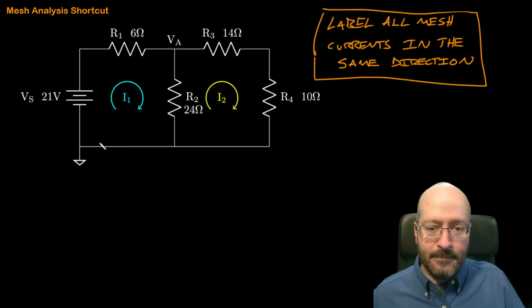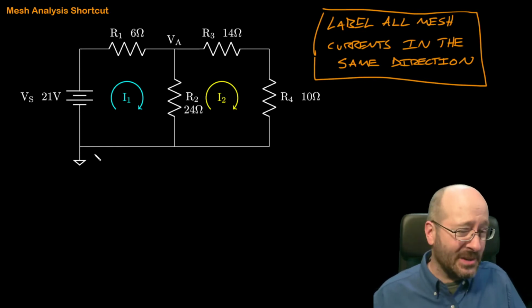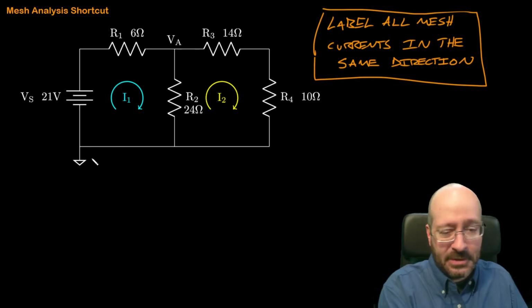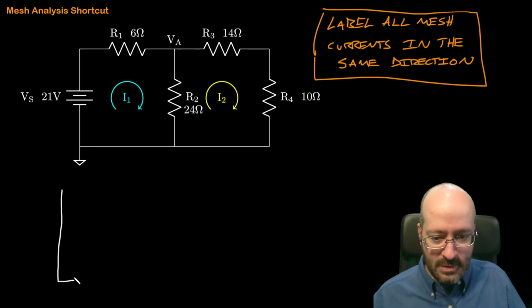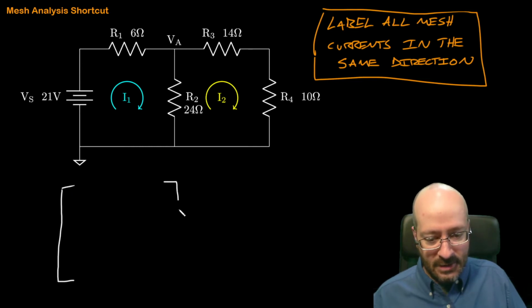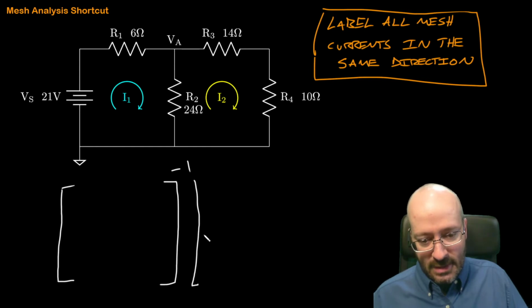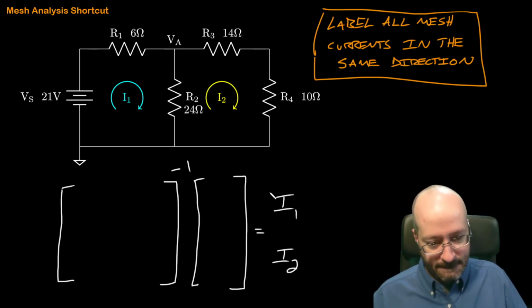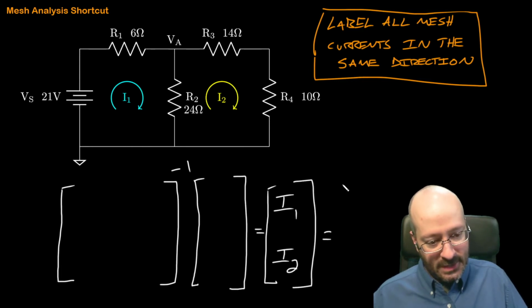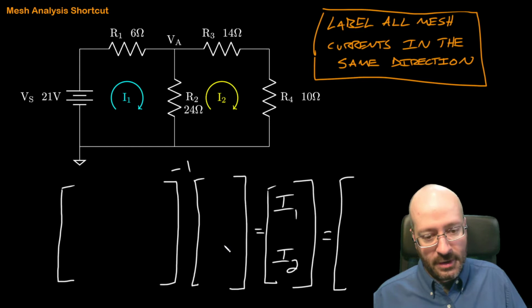And then we're going to start by just writing the matrix. And that's what makes this fast, is we go right to matrix form. Okay, so this has two mesh currents. So we're going to get a 2 by 2. And I'm going to invert that 2 by 2. And I'm going to get a right side that's 2 by 1. And if I multiply that together, okay, then we get the vector of our unknowns.